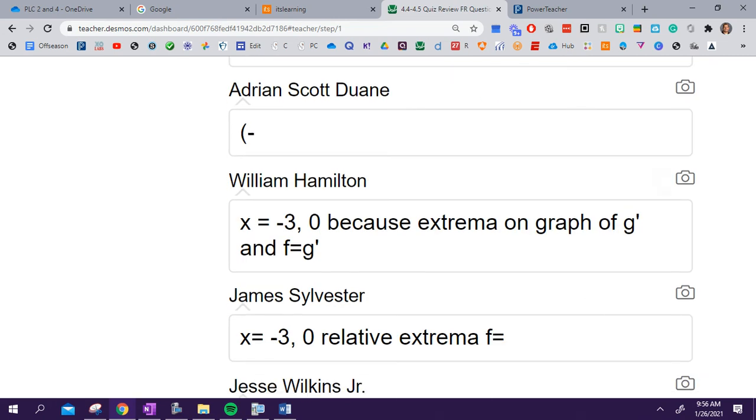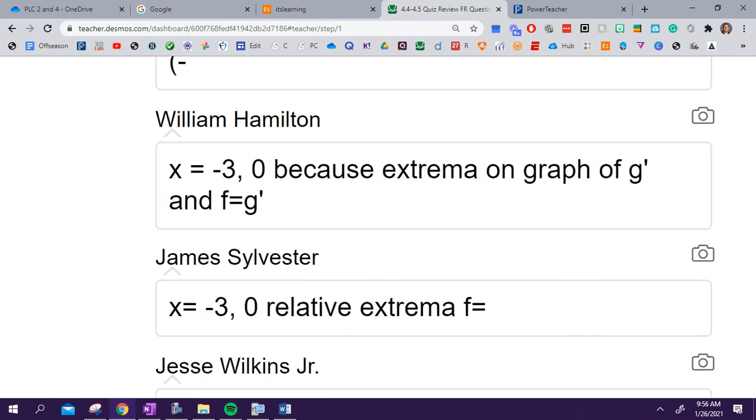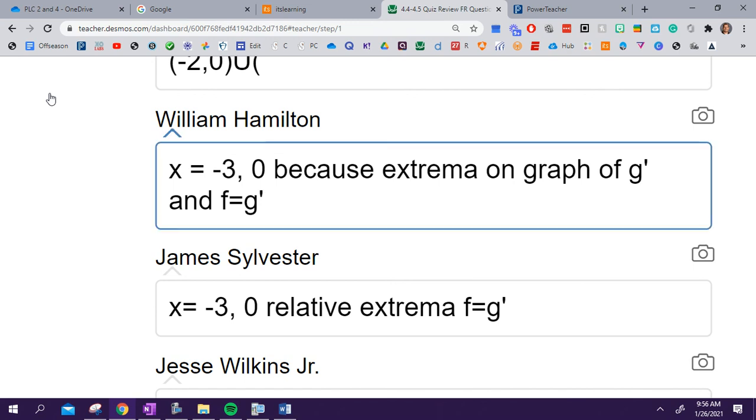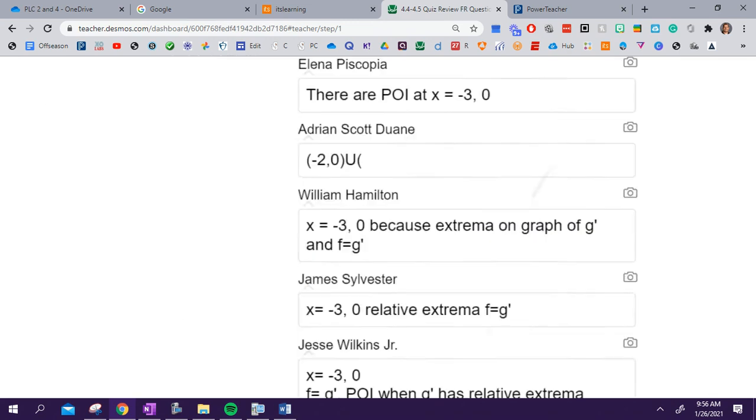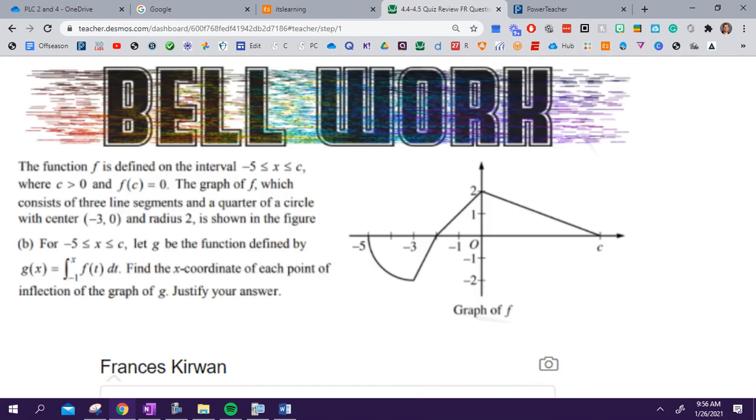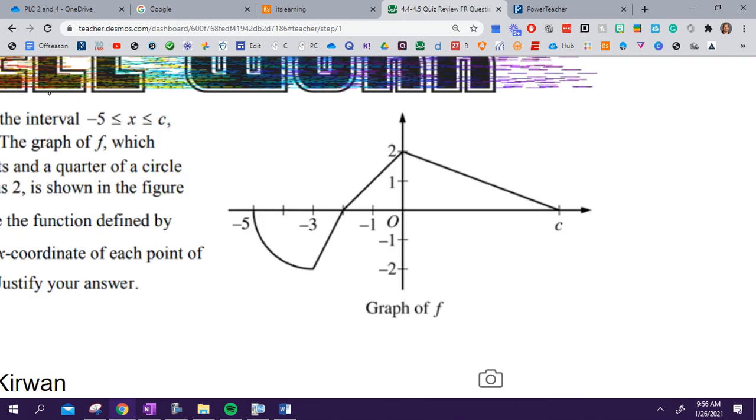Okay. We look at this one. Man, that one's pretty close. I don't love how that's worded, but yeah, I think you're getting full credit for that. Where does it happen at -3 and 0? Why? Because extrema are on that graph of G prime and F equals G prime. That's fine, actually. I don't dislike it. This spot right here, -3 and 0. Those are the 2 places we care about.